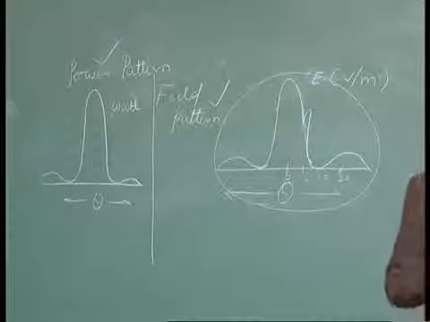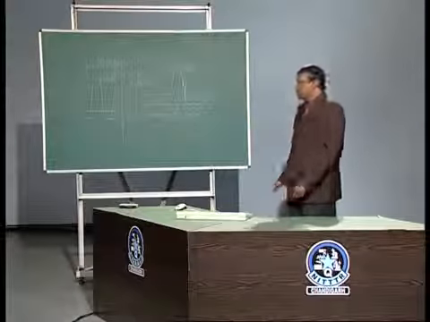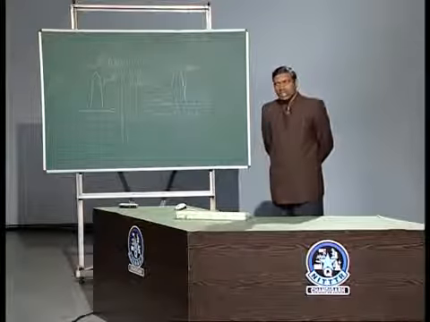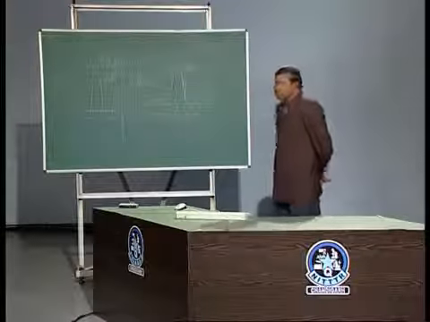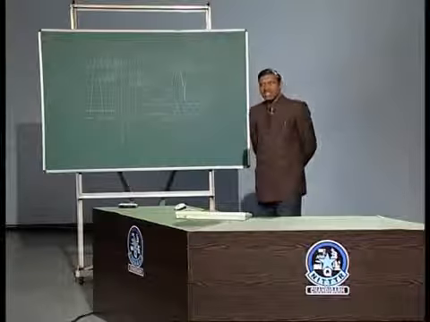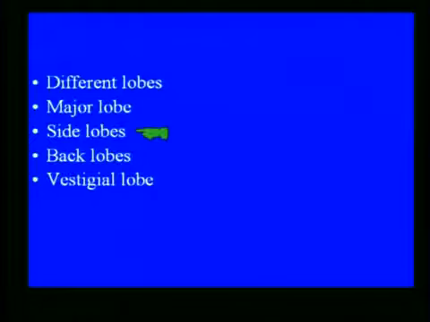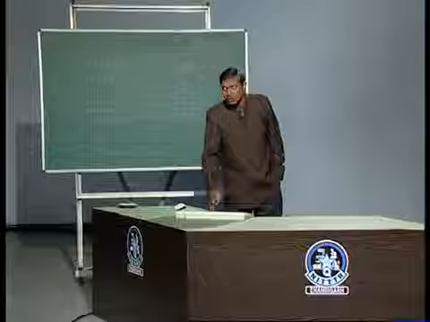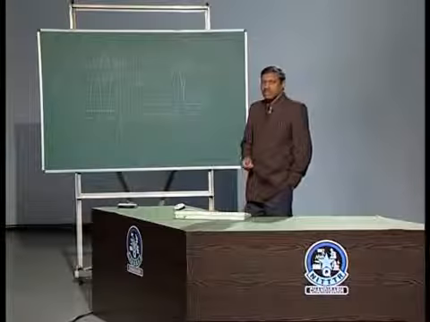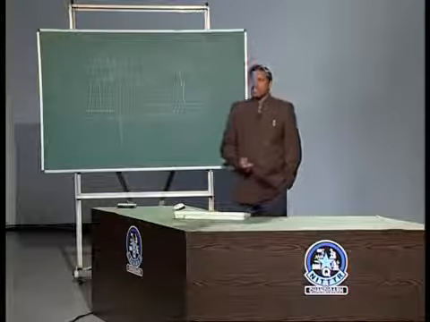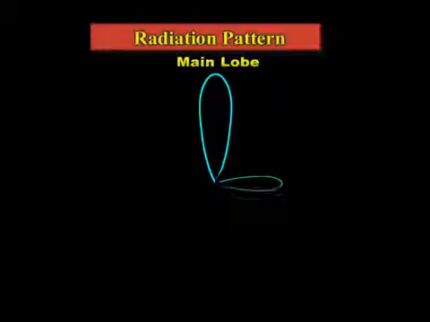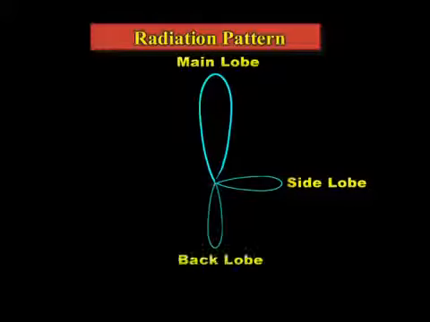So, depending on this type of distribution, how the signal is getting distributed in the surrounding regions, we use the terminology in radiation pattern as major lobe, side lobe, back lobe and vestigial lobe. So, let us have a look at the graphical picture which is in front of us.